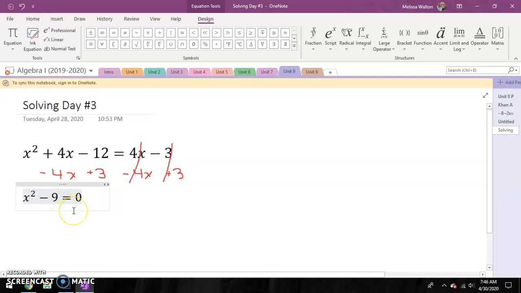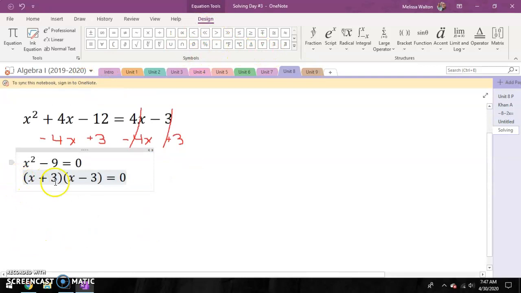We're going to solve this by factoring. So x squared minus 9, we should recognize this as a difference of two squares. x squared can be broken up into x and x. Negative 9 can be broken into plus 3 and minus 3, which equals 0. Now we have x plus 3 times x minus 3 is equal to 0.